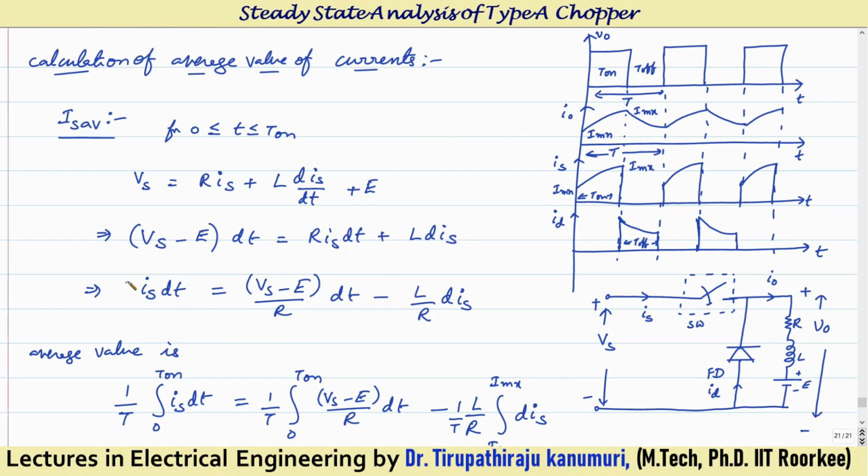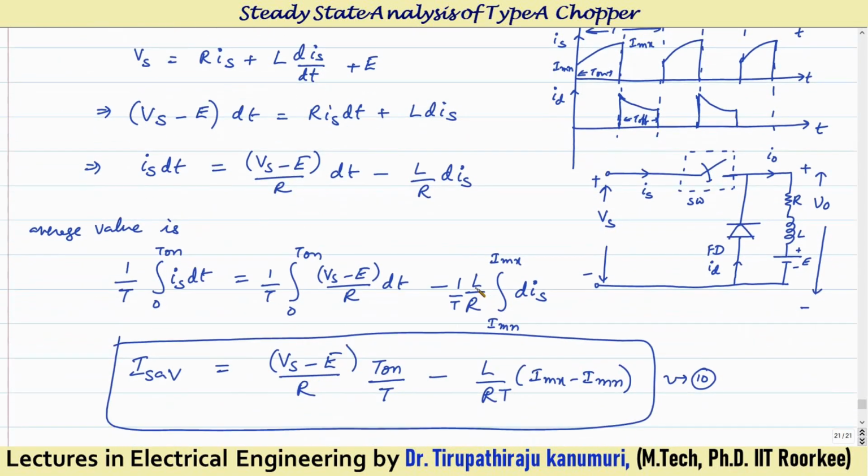Or this I can simplify as Is dt is equal to Vs minus E by R dt minus L by R into dis. Getting it? So to calculate the average value, what I have to do? I have to do the integration of this one and divide with the total time duration. Total time duration is t, so I am dividing with 1 by t and doing the integration on both the sides. So this value of the Is, it is from 0 to t on.